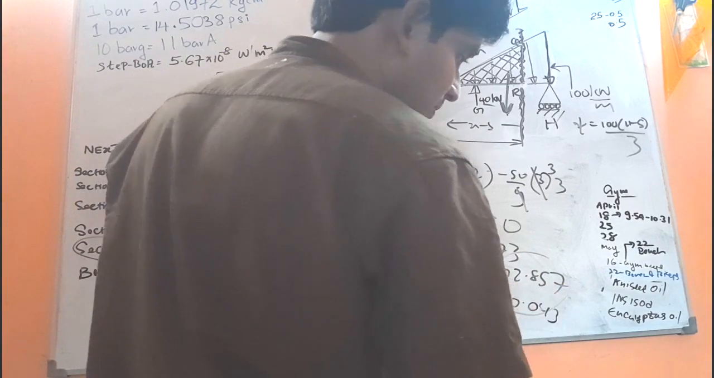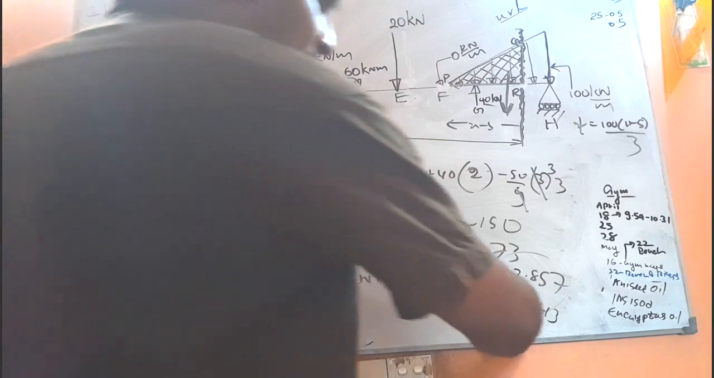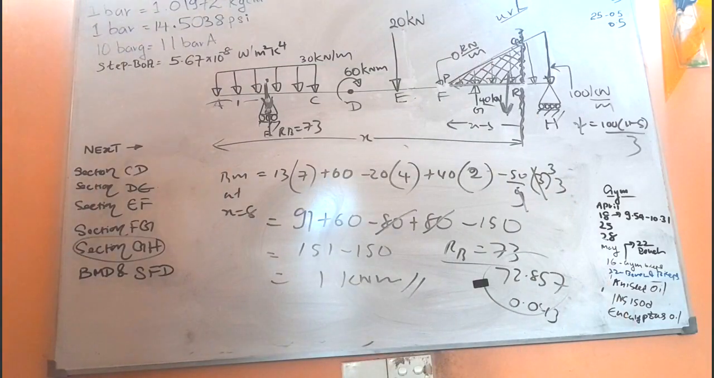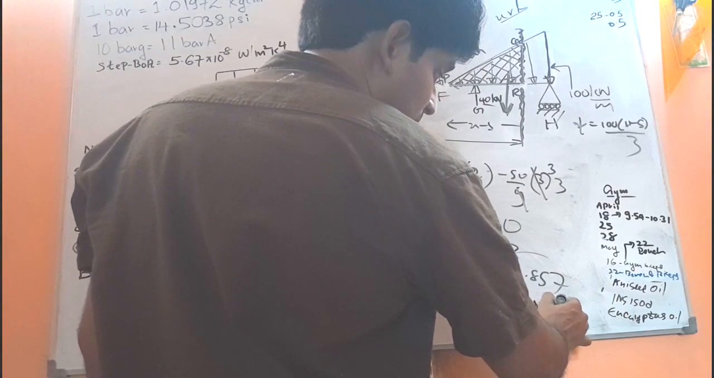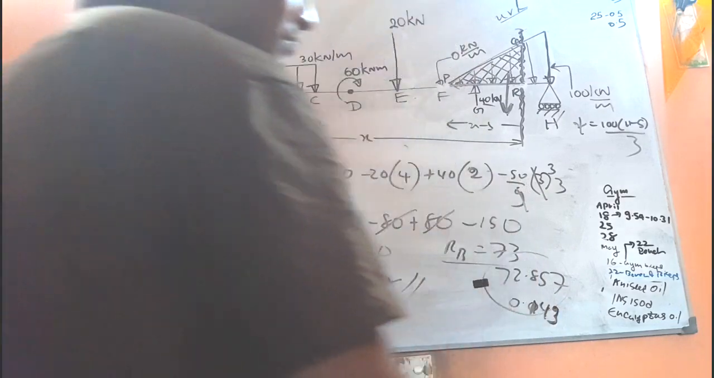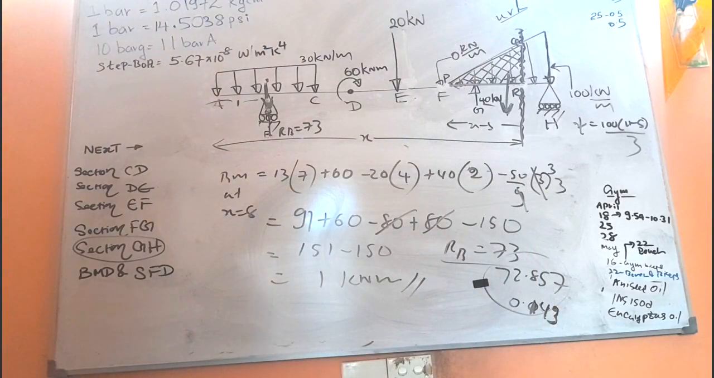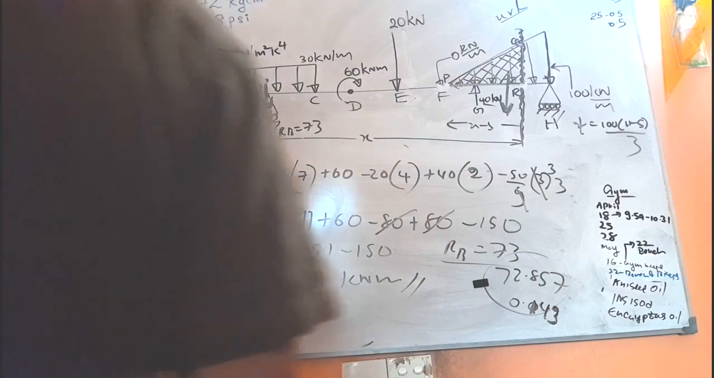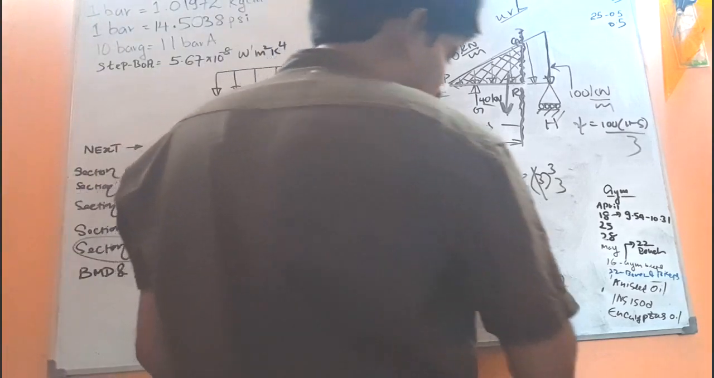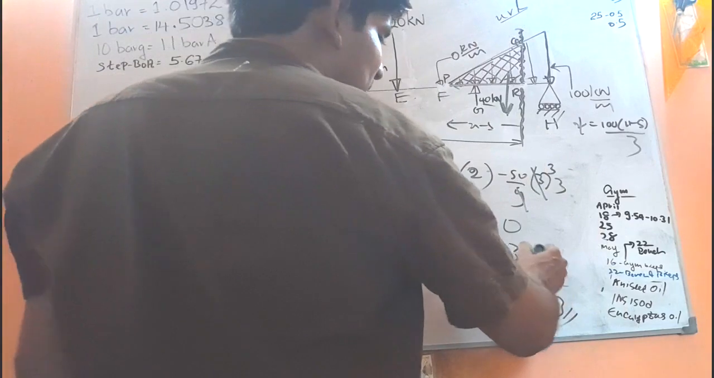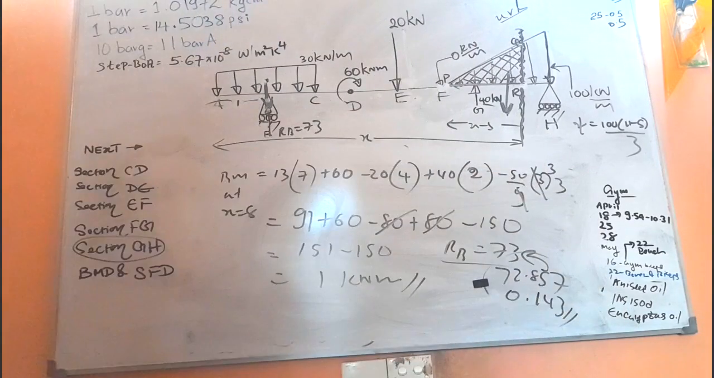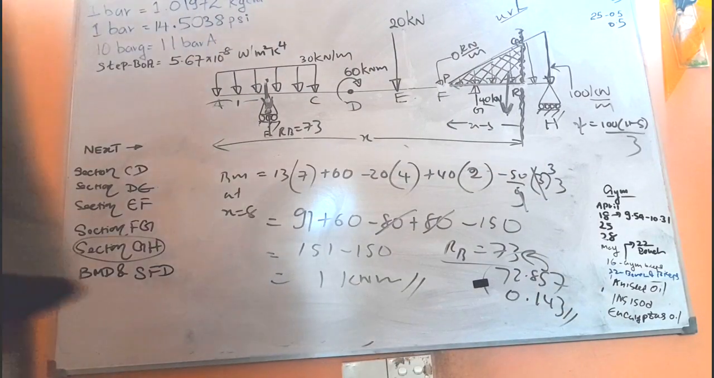0.043, no, not 0.043, 0.143. Did you see that? Right, so that means we have given an additional 0.143 decimals in order to make it 73. So that means definitely there is a decimal error, right?